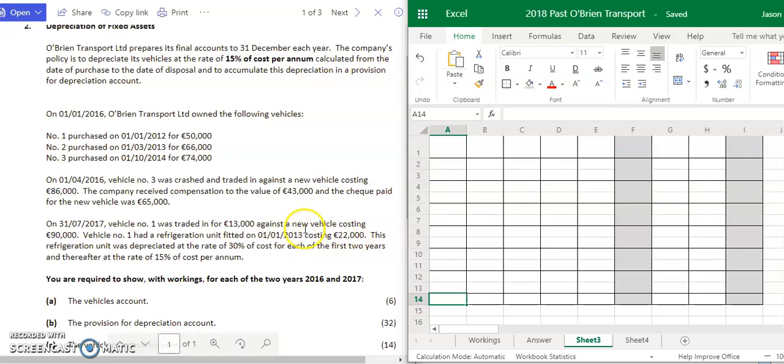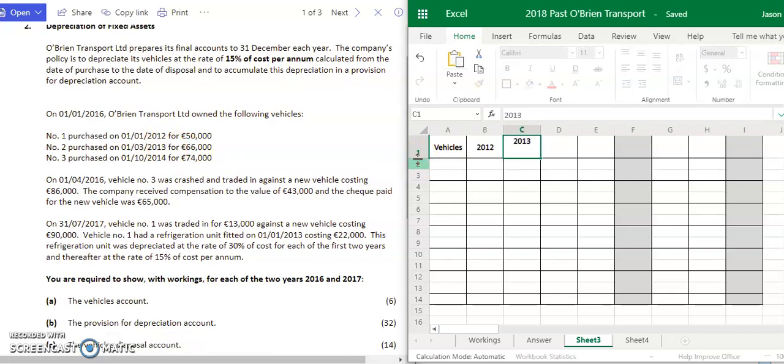So the first thing we need to do is identify what years we have to calculate for, the vehicles and the value of those vehicles. So we're doing workings for 2016 and 2017. So we're going to have a table, and in that table we're going to have headings, so vehicles. Okay, we're going to have the years going across: 2012, 13 and 14. It tells us to do 2016 and 2017, so we also need to have depreciation for 2015. Then we have 2016 and 2017 and your total.